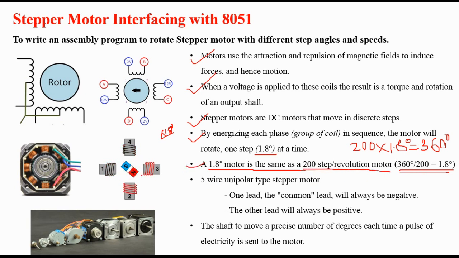Now if you bring this kind of motor from the market, you will observe 5 wires to it, and this kind of motor is called a unipolar type of motor. Later on we will discuss what we mean by unipolar and bipolar type of motor. So it is called a 5 wire unipolar type of stepper motor. Now we are using this kind of motor in our practical.